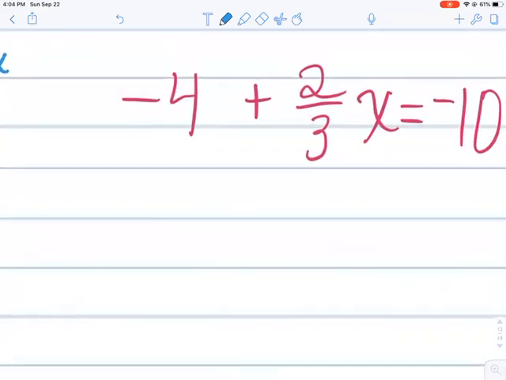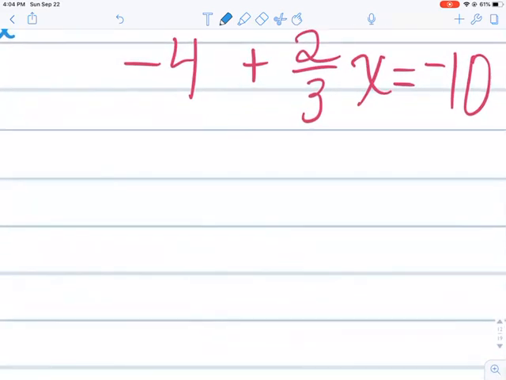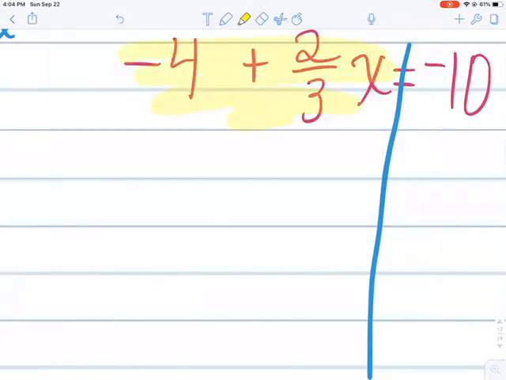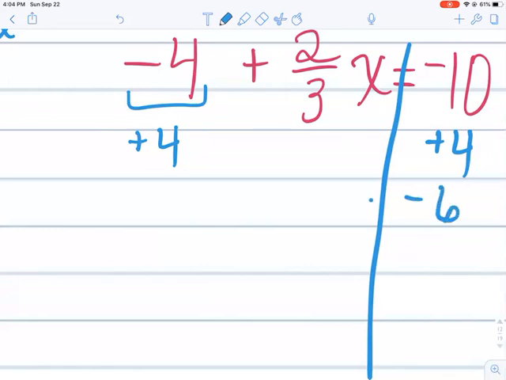So sometimes you might get a little bit more complicated one with a fraction. We're going to do the same thing. We're going to look at the side with the variable first. And on that side, we're going to isolate it by getting rid of the non-connected number. So I'm going to first zero this out. So plus 4, and we get negative 6. And then we just have a positive 2/3 x left.